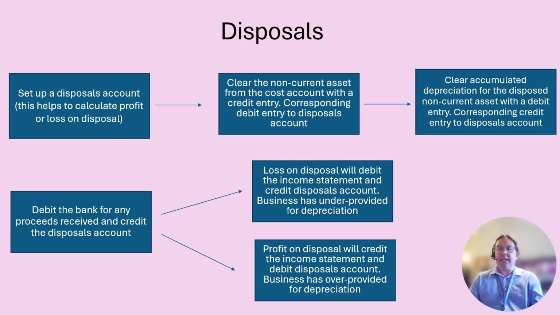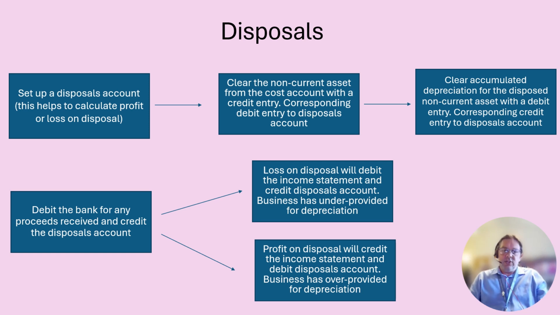So if we look at disposals, you really need three T accounts. You're going to set up a disposals T account, irrespective of what you need, just because it helps you. That's your temporary account, purely there to work out the profit or loss on disposal. Once we've done that, we'll have disposals, the non-current asset account for the group of assets that has been disposed of, and the depreciation for those assets as well. And then we enter each individual part.